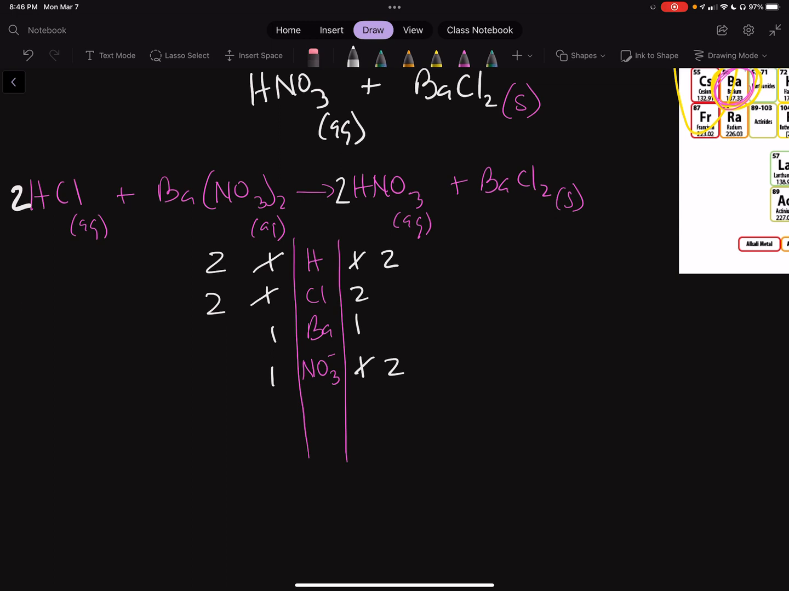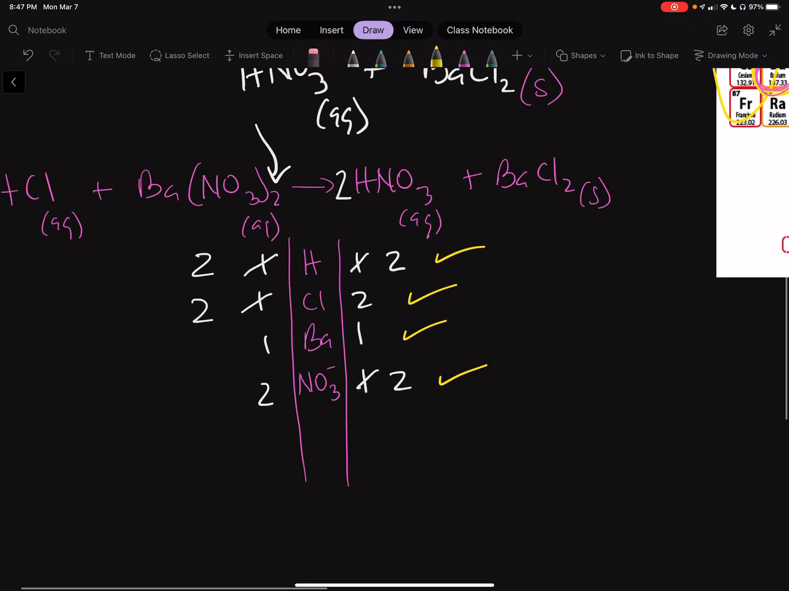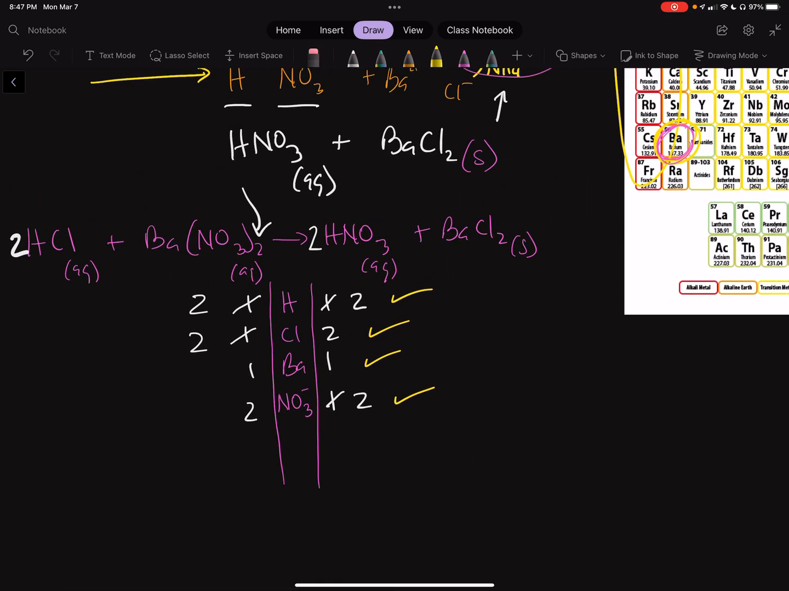Oh, and you know what? I made a mistake originally. This was 2 to begin with. There's a 2 right there. I made a mistake, and that means it's actually balanced now. So hydrogens are balanced, chlorines are balanced, bariums are balanced, nitrates are balanced. So if you saw that mistake right when I made it, nice job. Shame on me for making such a mistake on a YouTube video. Anyway, it's balanced now, and I hope you found this video helpful.